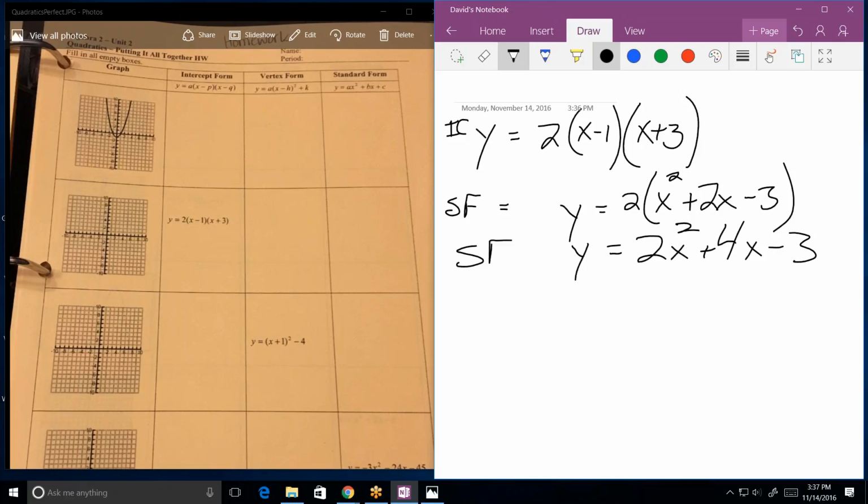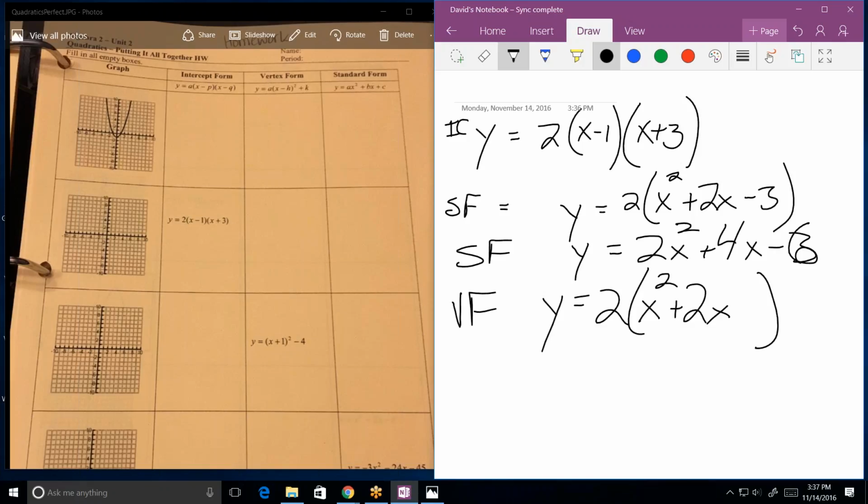Minus 6. Excuse me. Thank you. And then vertex form. How do I get vertex form? Complete the square. So factor out a 2. What do I do with that 6? You have it on the outside. Okay. Now what? Divide b by 2 and square it, so you would add 1 in the middle of the equation.